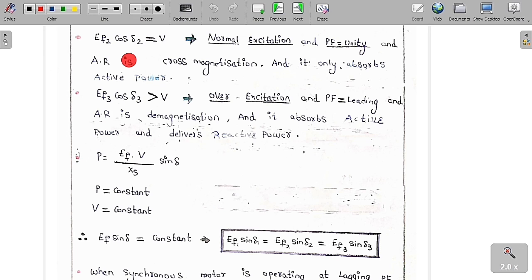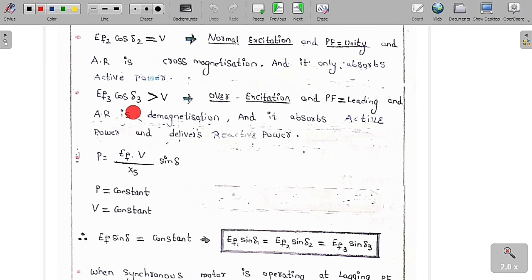EF2 cos delta 2 is equal to V. It is called normal excitation, and you can see clearly the power factor is equal to unity, because theta is the angle between V and I, and both are in the same phase. So we can say the power factor angle is equal to 0, and the power factor is unity. And the armature reaction is cross magnetization. So it only absorbs the active power, because there is no decrease or increase in magnetization flux. The overall flux magnitude is again the same, so we say it is cross magnetization. It is going to absorb only the active power; it neither absorbs nor delivers the reactive power.